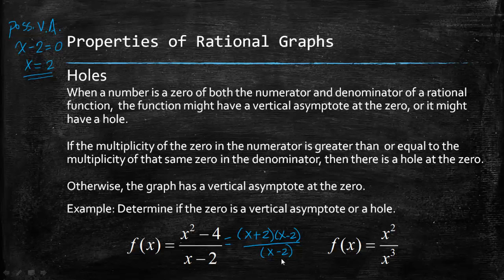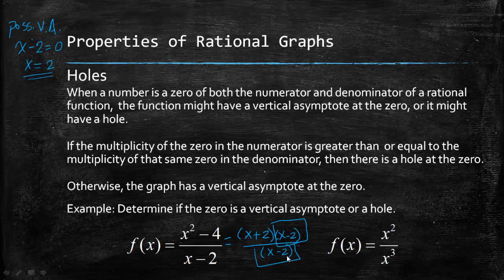Otherwise, it's a vertical asymptote. So let's check the multiplicity. Remember, this is the 0 that is suspicious here, so don't look at this 0, just the one that's suspicious. I have x minus 2 in the numerator and denominator. The multiplicity for this 0 is 1, and the multiplicity for this one is also 1.